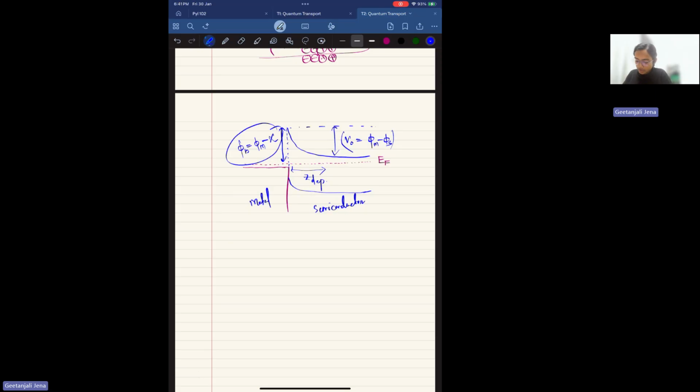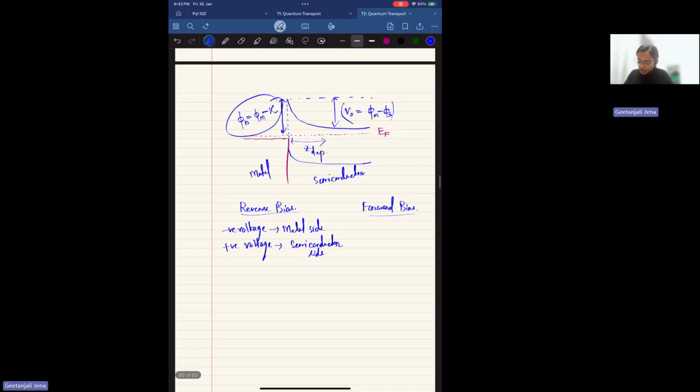Now let us see what will happen when we apply a voltage. So if you recall, we have two conditions. One is reverse bias, one is forward bias. For the reverse bias case, we apply negative voltage to the metal side and positive voltage to the semiconductor side. And because of this applied voltage, what will happen? The depletion length will decrease. So that is why the current will increase for this case.